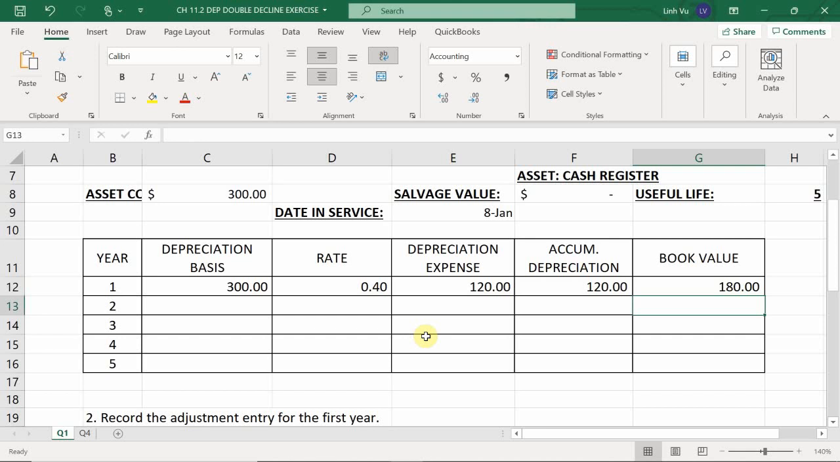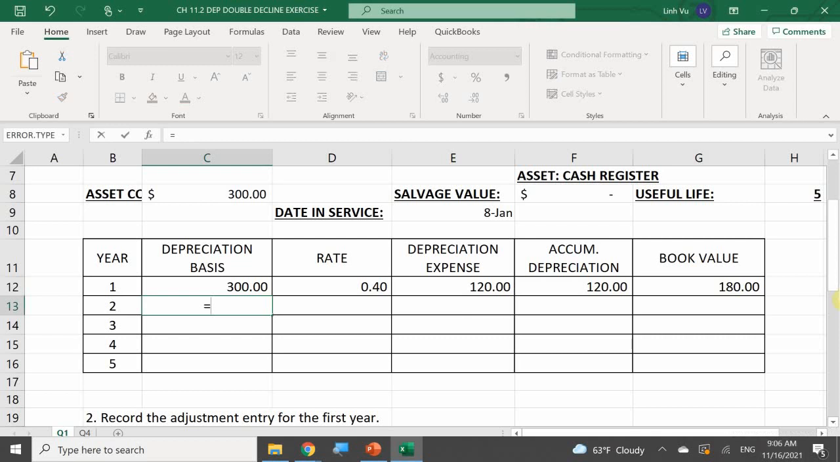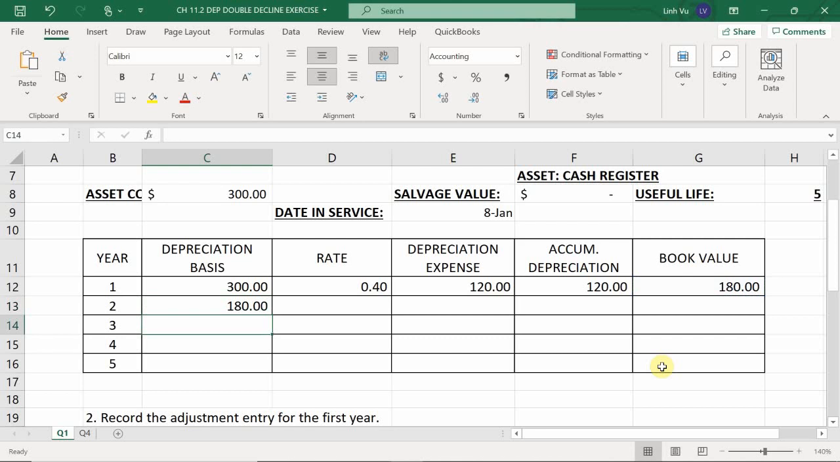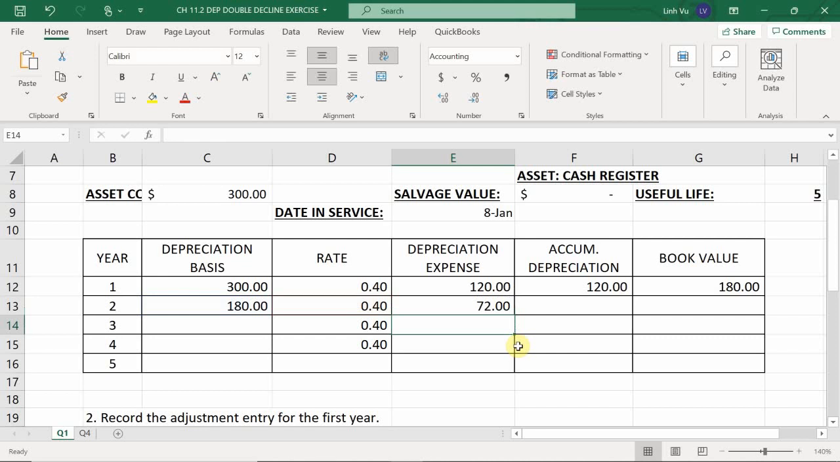So then what becomes your depreciation basis for year 2? The 180, right? The end of the year's book value as of year 1 becomes the beginning of the year for year 2. So let's continue. What's the rate here going to be? 40%. It's going to be the same thing, consistently 40%. It's still 1 over 5 times 2. So what's my depreciation expense for year 2? $72, right? You're going to take 40% of 180, and it gives you $72.